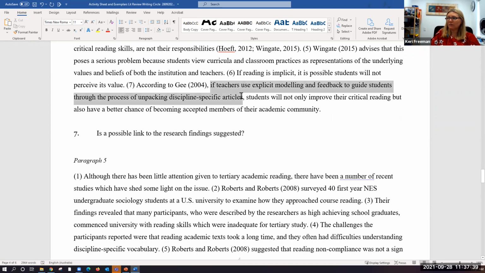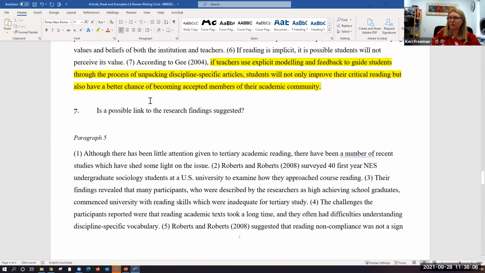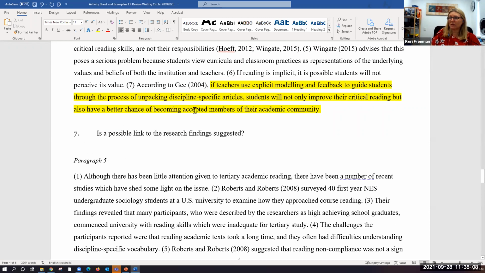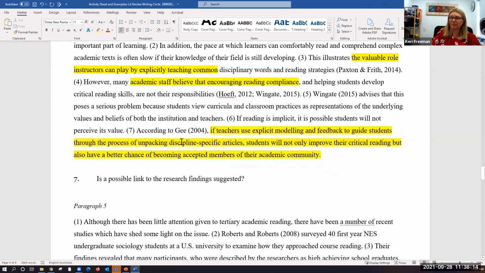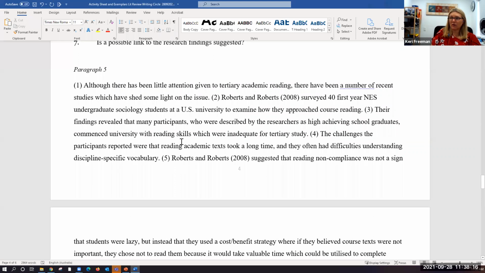Now this one, see this last sentence, how important it is to bring it back to, okay, remember we've got a problem. What kind of insight is this research going to give us? Well, we're going to see if teachers are using the modelling and the feedback, because the students need it to become members of their academic community. So is a possible link? Yep. It's all about the teachers. All right, keeping on going.